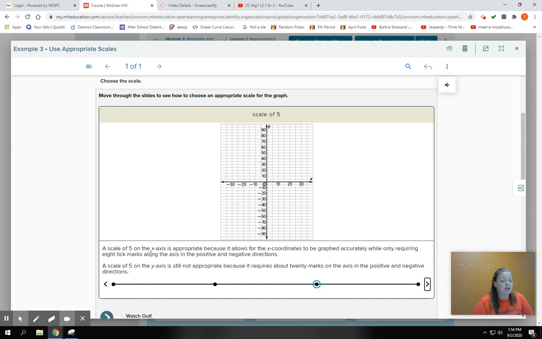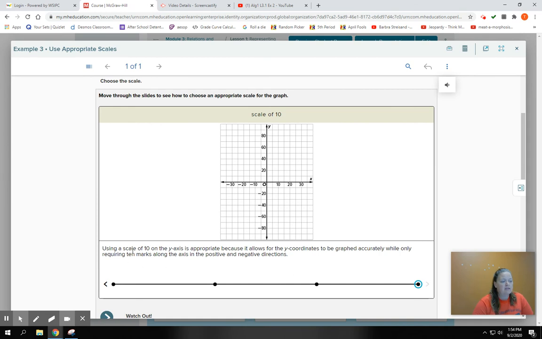A scale of 5 on the x-axis works, right? It allows you 5, 10, 15, 20, 25, 30, 35, 40, right? Spaces it out a little bit more, makes it a little bit easier to see, but it still doesn't work very well on the y-axis, right? They're still very, very close together.